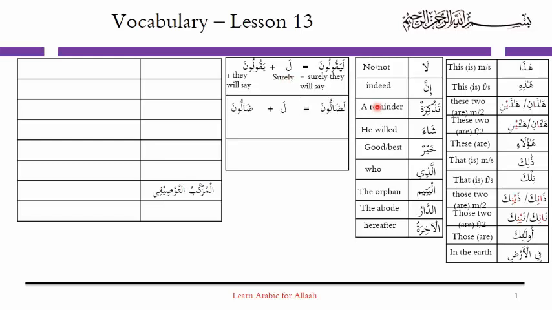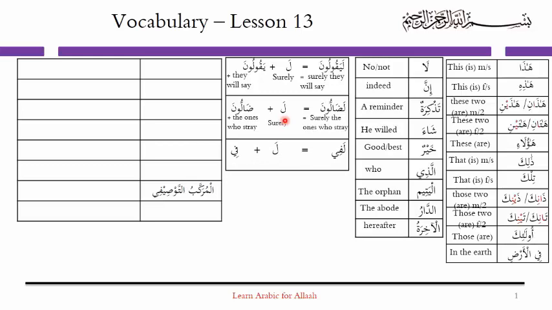La dalun. Same thing here, right? The lam here is not harful jar. The lam here is for emphasis. Because if it was harful jar, then dalun would change to dalin. Because for the jam' mudhakkar salim, the waw changes to ya if it is majrur or mansub. La dalun, therefore, is surely the ones who stray. Dalun is the ones who stray.